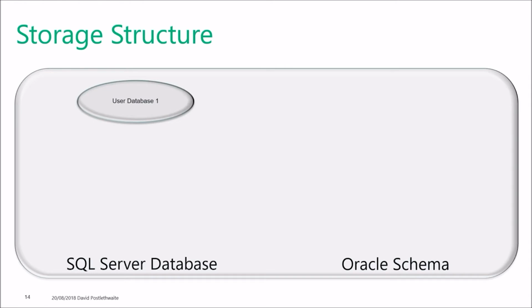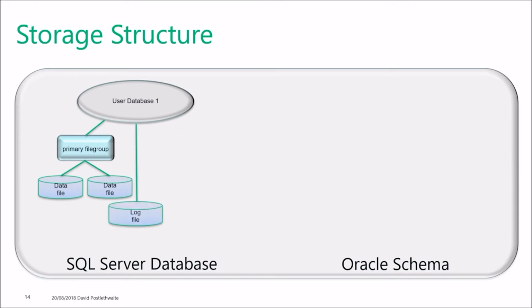Now I've confused you, let's go a bit deeper and look at the storage structure. In SQL Server, a database has a filegroup to store its objects, usually called the primary filegroup. The filegroup is the logical grouping for the physical files that sit on the disk. It also has a transaction log file, which is separate to the filegroup, and it can have more than one filegroup with its own set of data files. In SQL, a filegroup can only belong to one database.